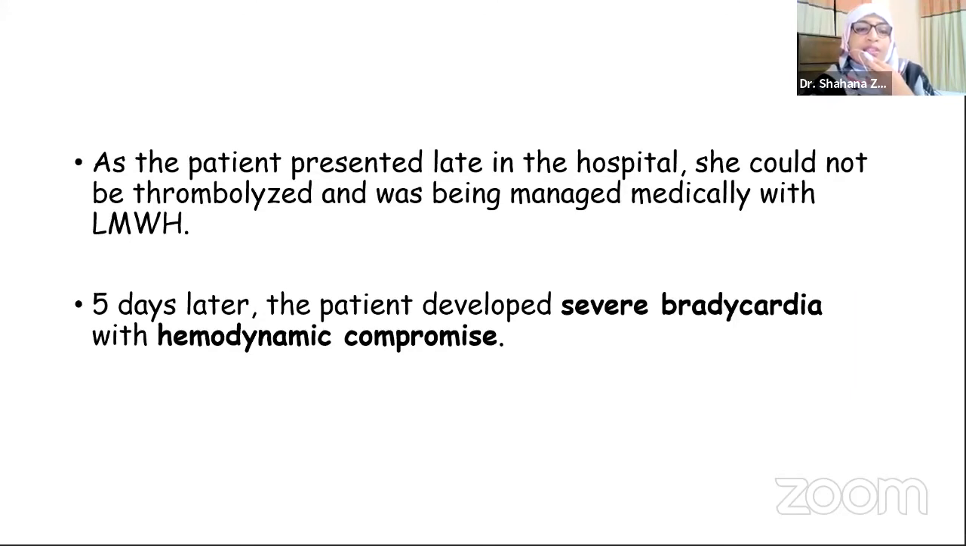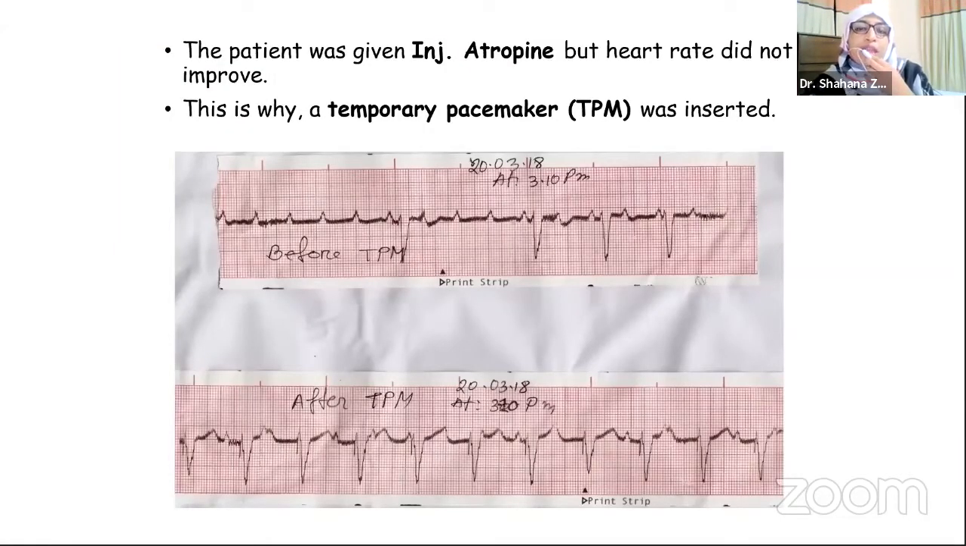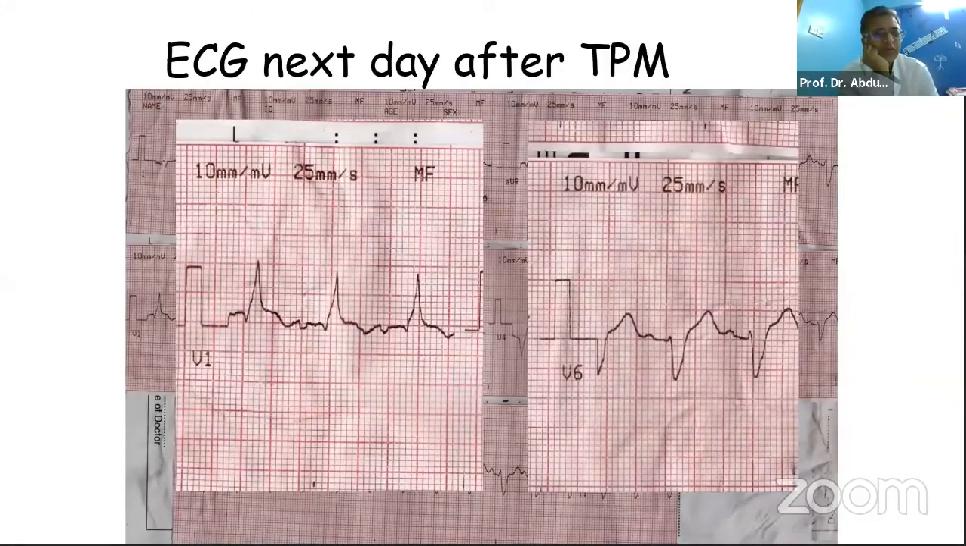But 5 days later, the patient developed severe bradycardia with hemodynamic compromise. ECG showed high-grade AV block, and the patient did not respond to injection atropine. That's why a temporary pacemaker was implanted. After implantation of the temporary pacemaker, we did an ECG the next day, and we found the patient had reverted to sinus rhythm with bifascicular block.